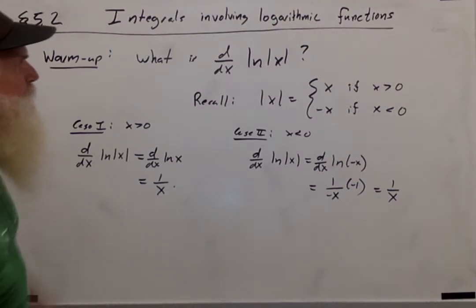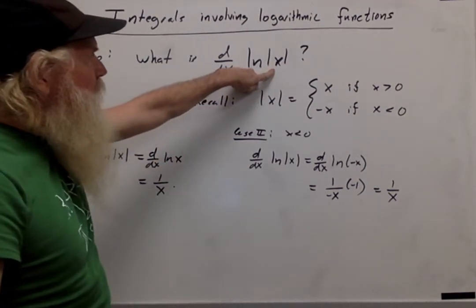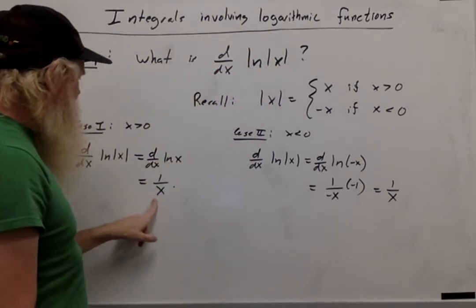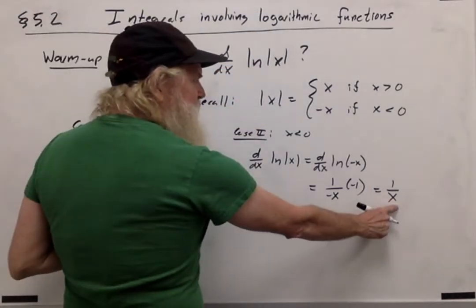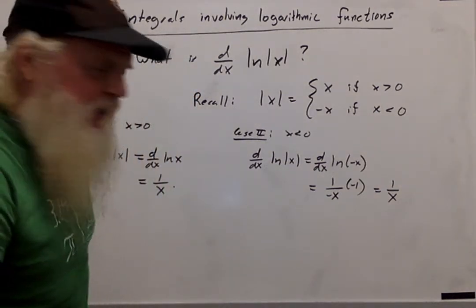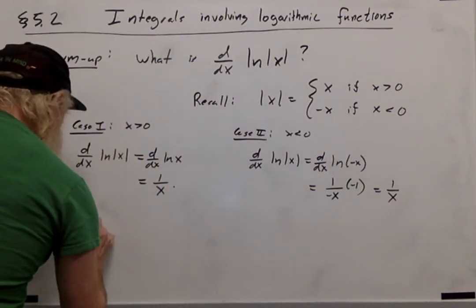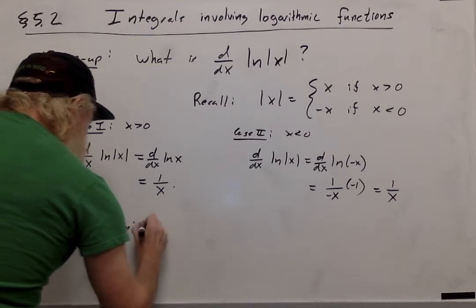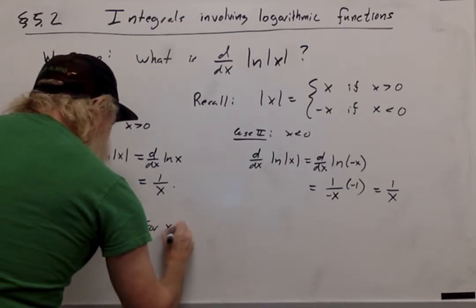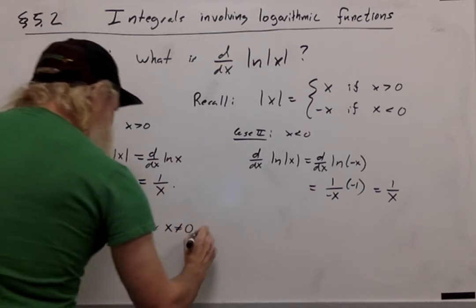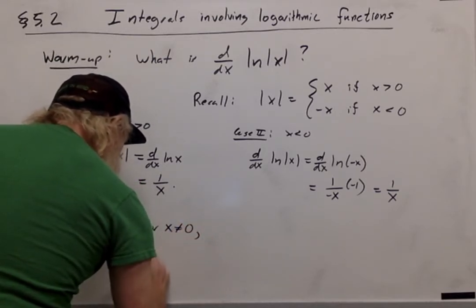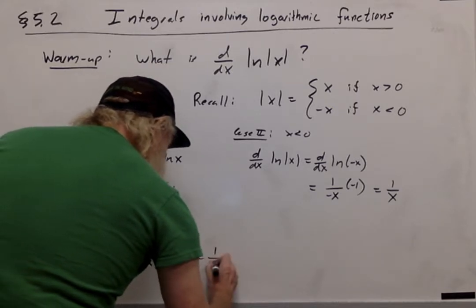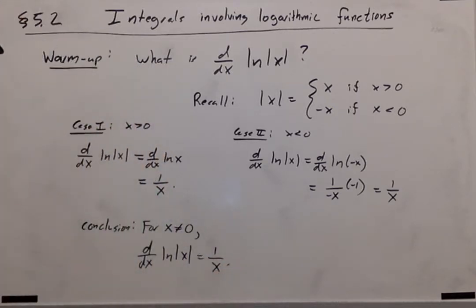So natural log of the absolute value of x has domain all numbers except for 0. And if x is positive, its derivative is 1 over x. And if x is negative, its derivative is 1 over x also. So our conclusion is, as long as x is not equal to 0, the derivative with respect to x of natural log of the absolute value of x is 1 over x.